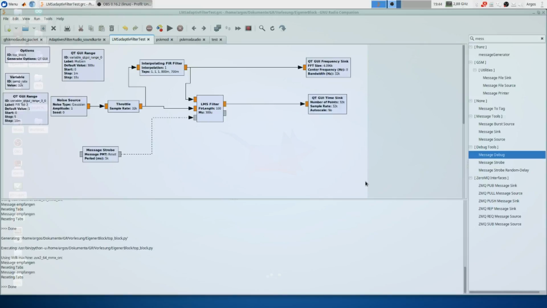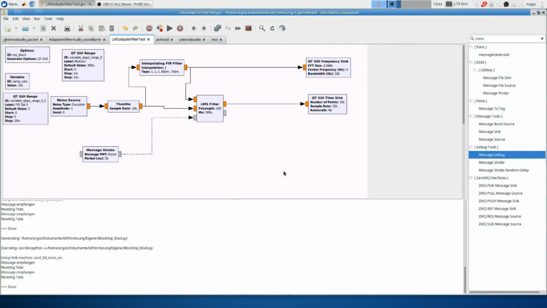Hi, in this video I'm going to explain a small signal processing block which I wrote. This block is an adaptive filter which uses the least mean square algorithm as adaptive filter structure.